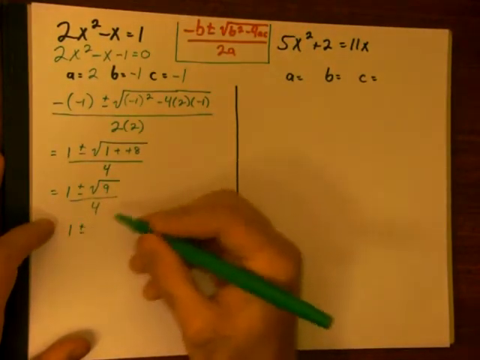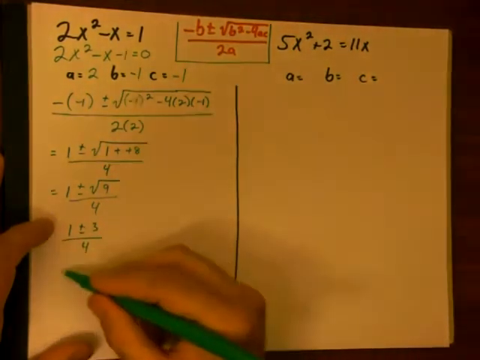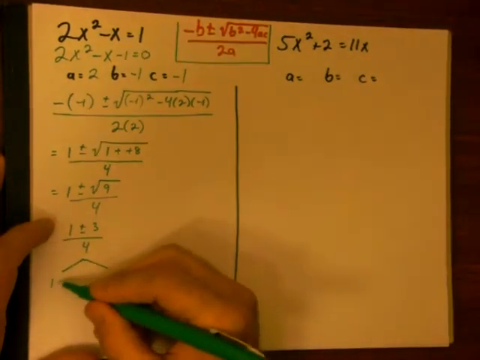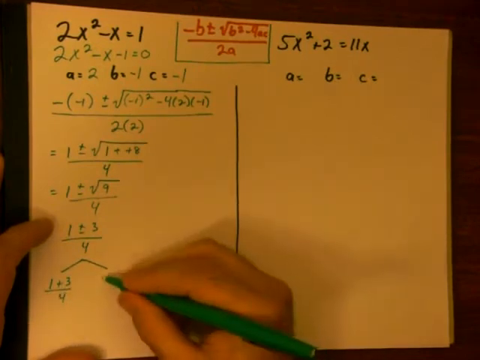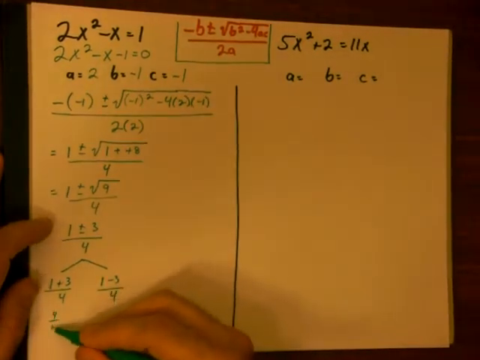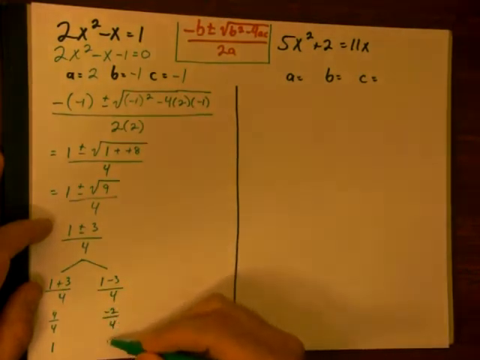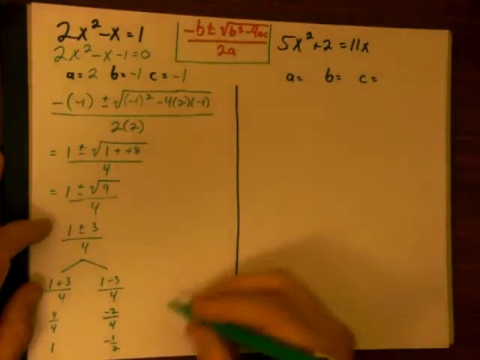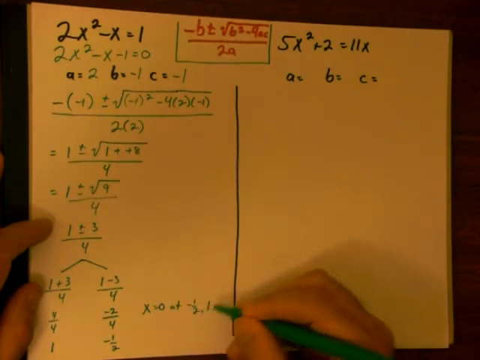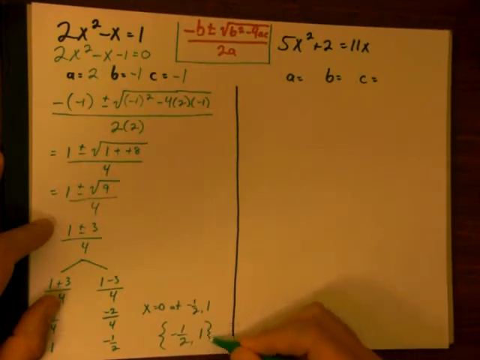And we know the square root of 9 is simply 3, since 3 times 3 is 9, all over 4. This gets broken down into two equations because it's 1 plus 3 and 1 minus 3. So we have 1 plus 3 over 4 and 1 minus 3 over 4. That's 4 over 4, which equals 1, and this is negative 2 over 4, which equals negative 1/2. So x equals negative 1/2 and 1. Or we could say our solution set is negative 1/2 and 1.